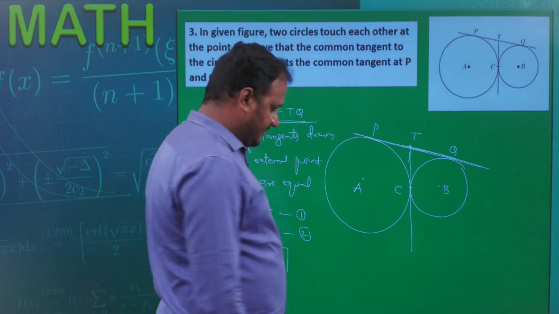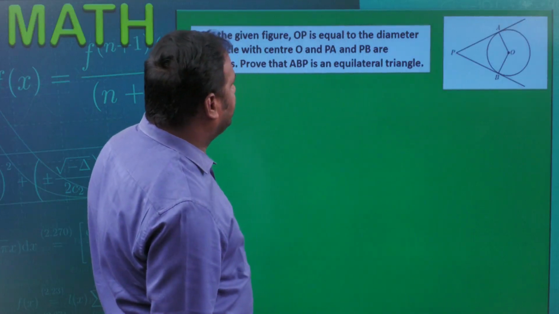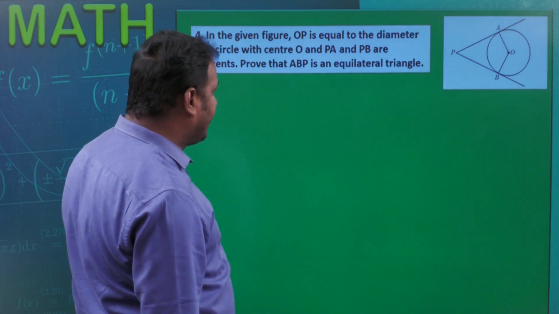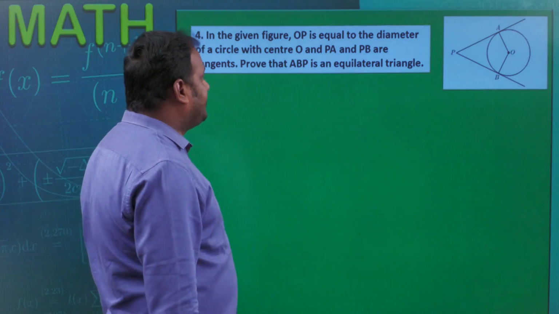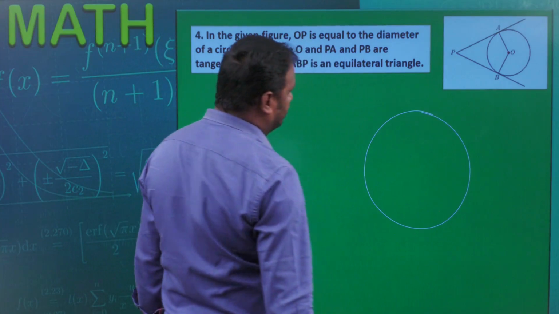You understand? Right. So coming to the next problem, in the given figure, OP is equal to the diameter of a circle with center O, and PA and PB are tangents. Prove that APB is an equilateral triangle. This is one of the interesting problems.